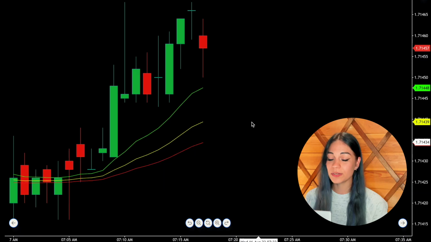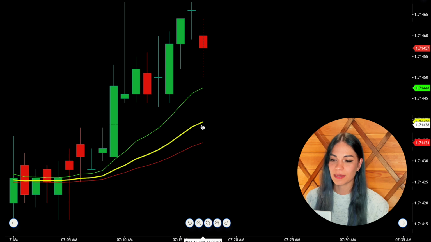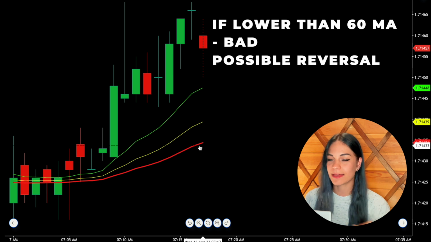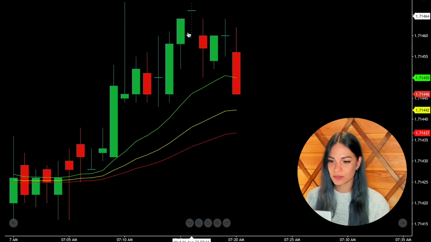When we find a good trend, a good situation on the market, we need to wait till the price goes lower than the 15 EMA line or the 30 EMA line. But if it goes lower than the 60 EMA line, this is bad, we're not working with it, because it may mean a trend reversal or that the price is going to go even lower. We don't need that. Let's continue with this trend.